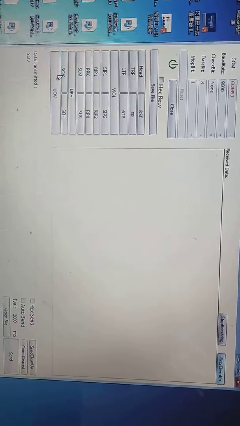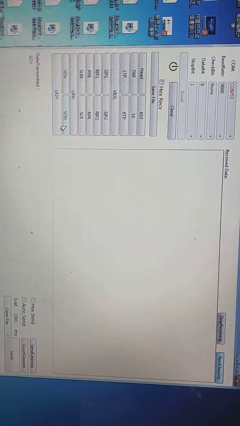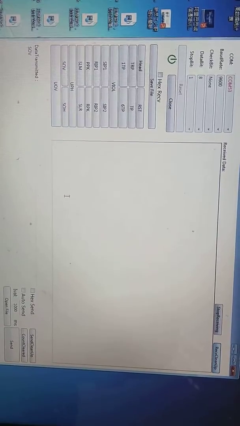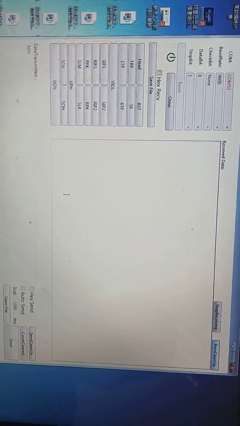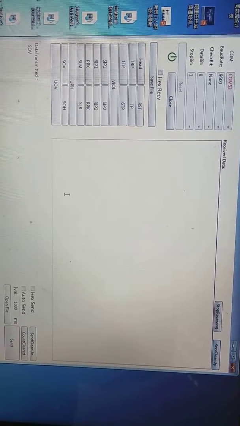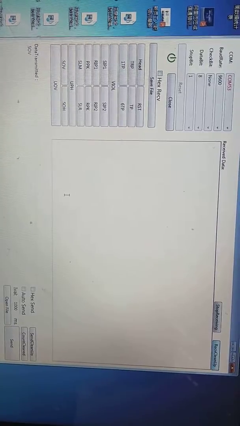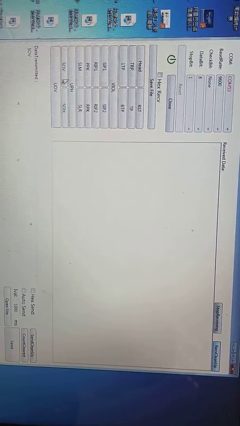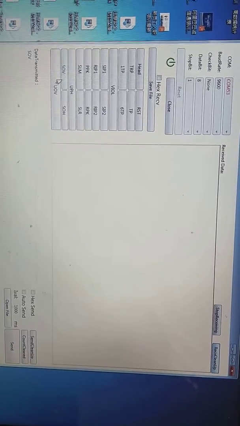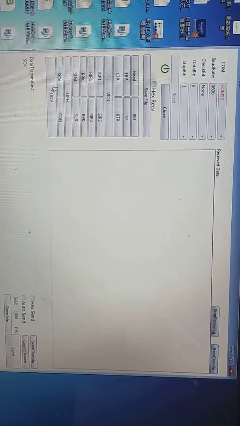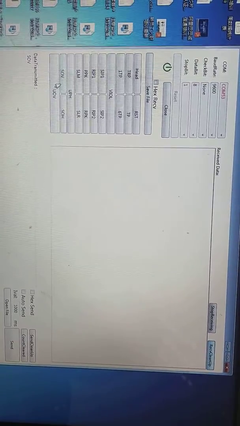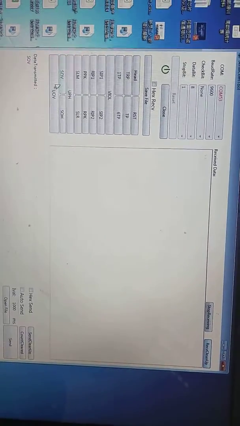Now, these two commands, one is SOV, one is SOH. This means config serial printer output to different kind of mode. SOV is that make the printer print out all the violation data, set it to another mode only printing all the violation data.